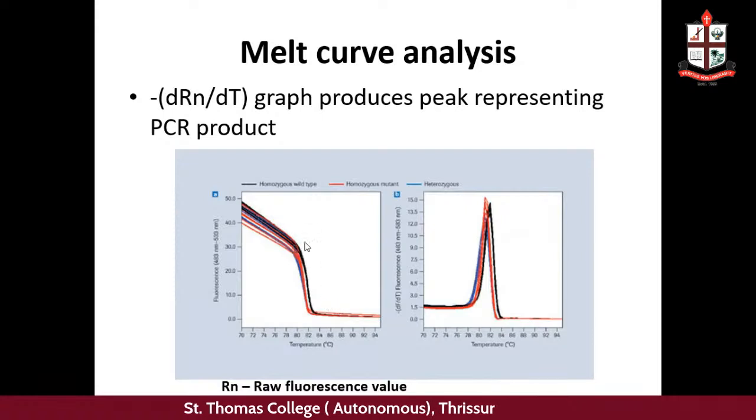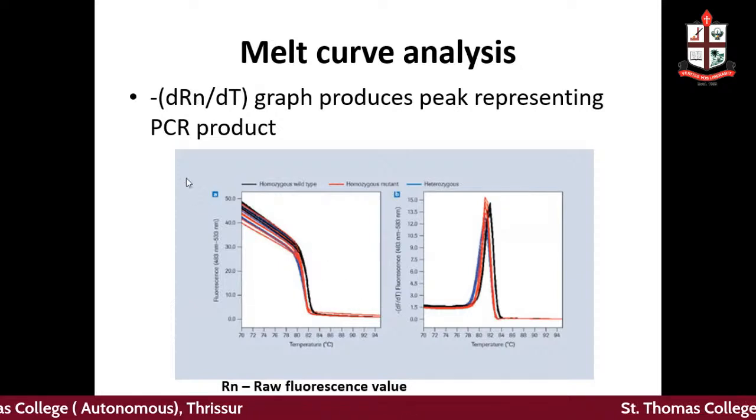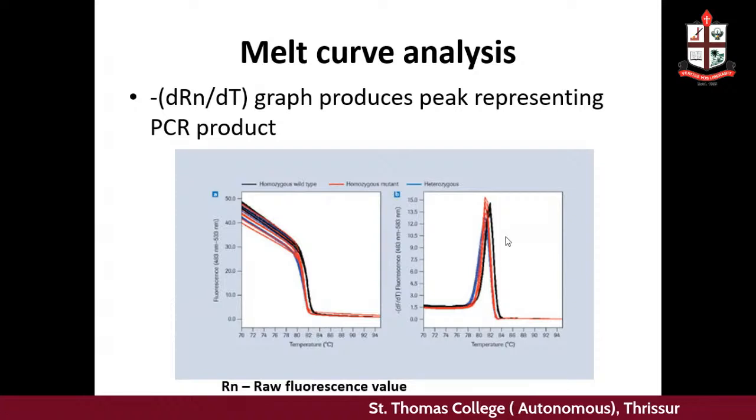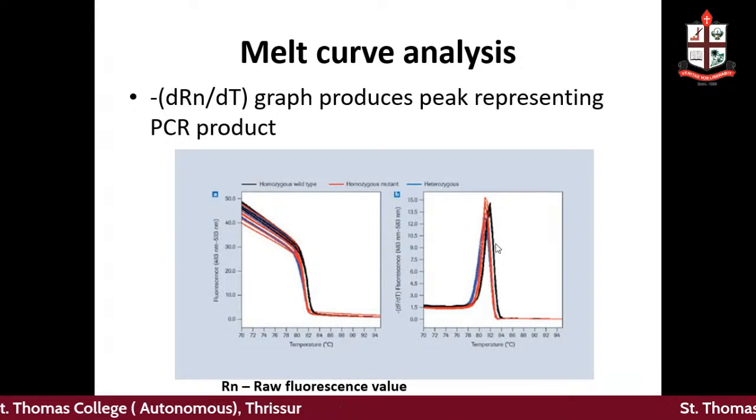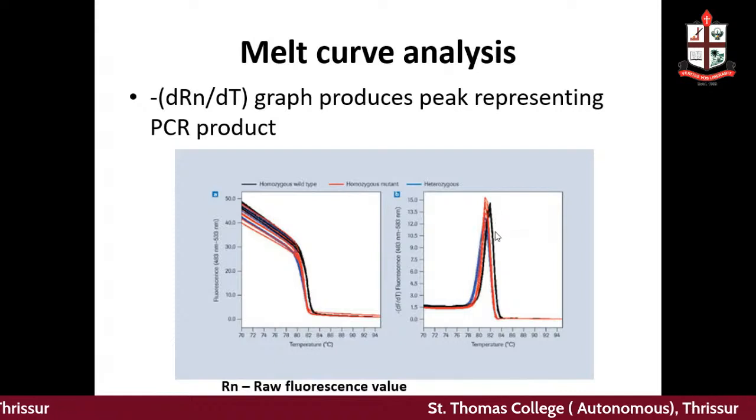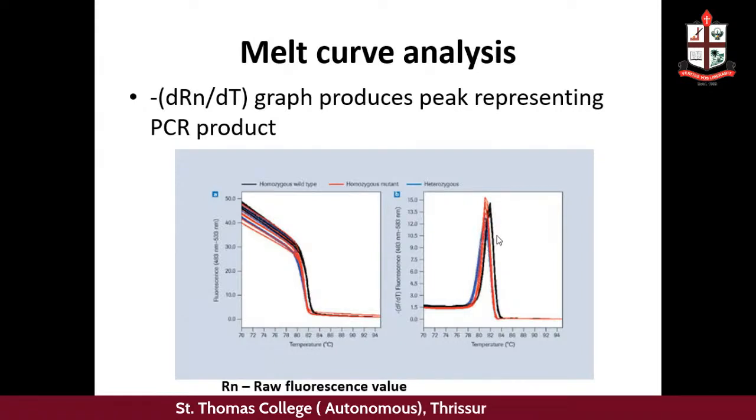And by taking a derivative of these values with temperature, we will get a graph like this. So the dip here, the derivative of that will give a peak like this. And this peak actually represents your PCR product. It represents the denaturation of your PCR product.